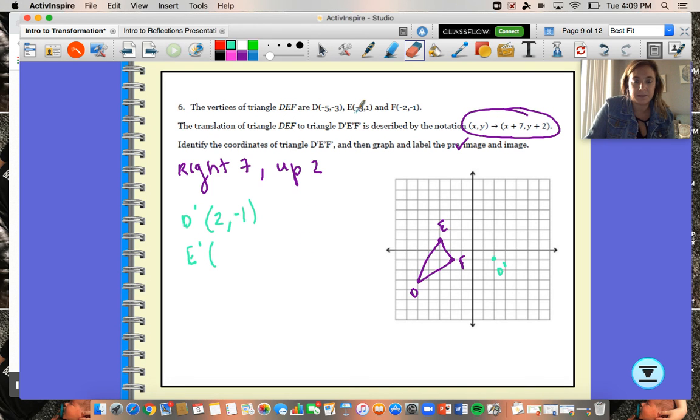right 7 from -3 is 4. Up 2 from 1 is 3, so 4, 3. E prime, and then finally F prime. And notice I'm labeling it with the primes. F prime, -2 plus 7 is 5. -1 plus 2 is 1. 1, 2, 3, 4, 5, 1. F prime. So when I connect these, if it doesn't look like it's the same triangle, just moved to a different part of the graph, I made a mistake. It is. My graphing's not great.